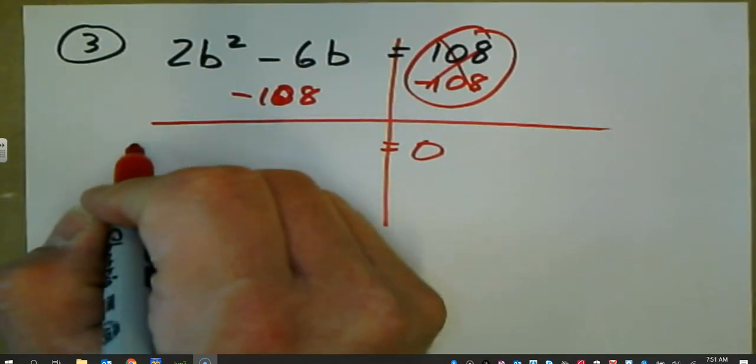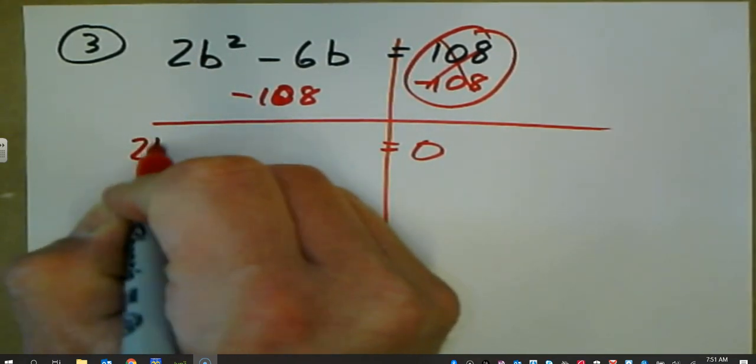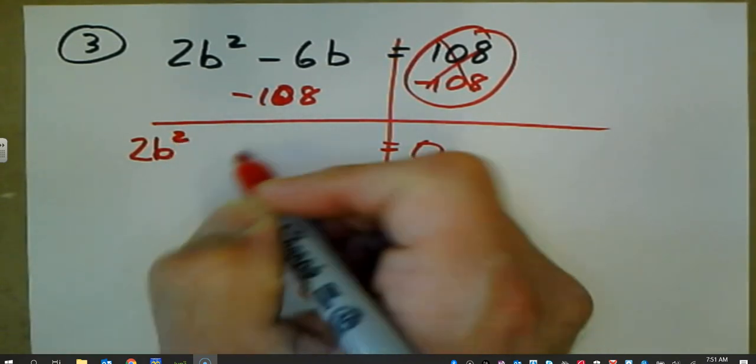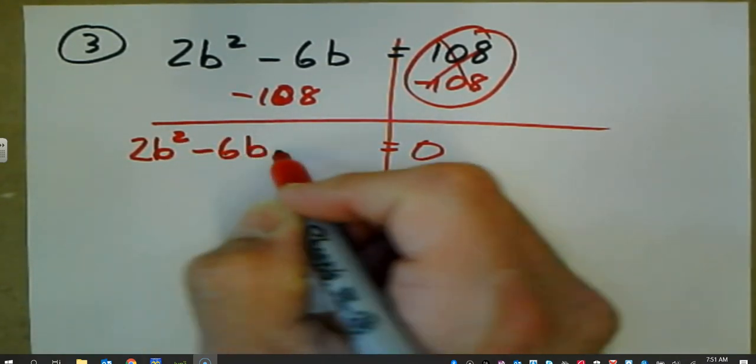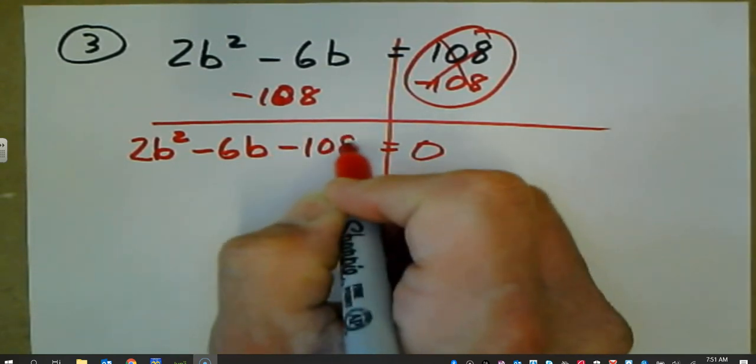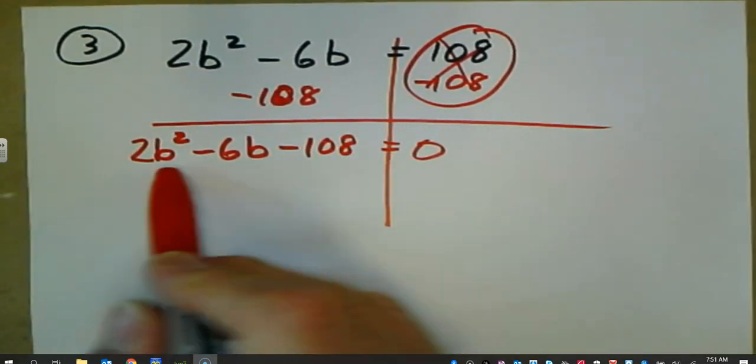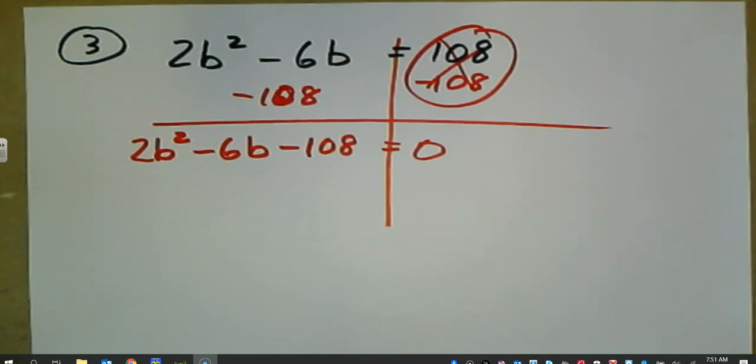So what goes first, Chris? 2b squared. Negative 6b minus 108. That's it. We've put it in standard form. Okay? Easy peasy, lemon squeezy, right?